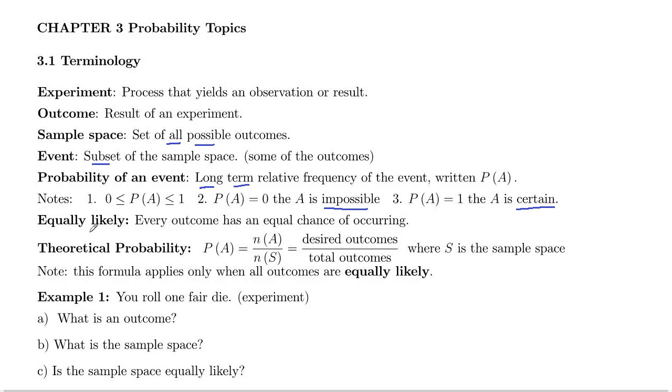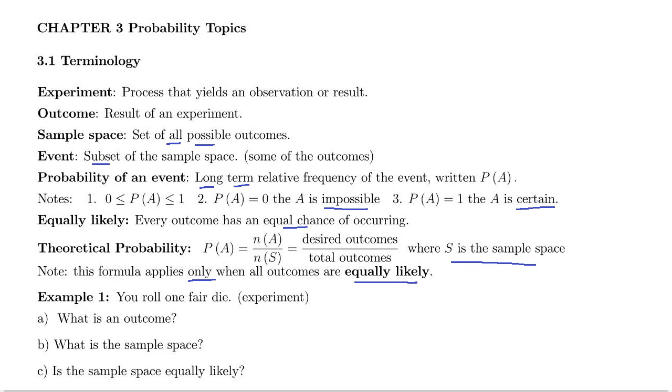Equally likely means that every outcome has an equal chance of occurring, like when you flip a fair coin or roll a fair die. And then we'll define theoretical probability of an event with the following formula. Probability of A, P(A), is the number of outcomes in the event A divided by the number of outcomes in S, which is the sample space. So S is a sample space. So we can shortcut that by saying it's desired outcomes out of total outcomes. That's at least when we have an equally likely sample space. So this formula applies only when the outcomes are equally likely.